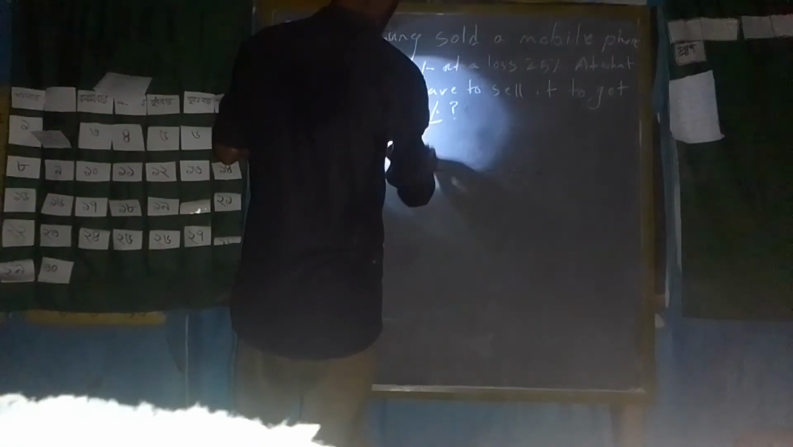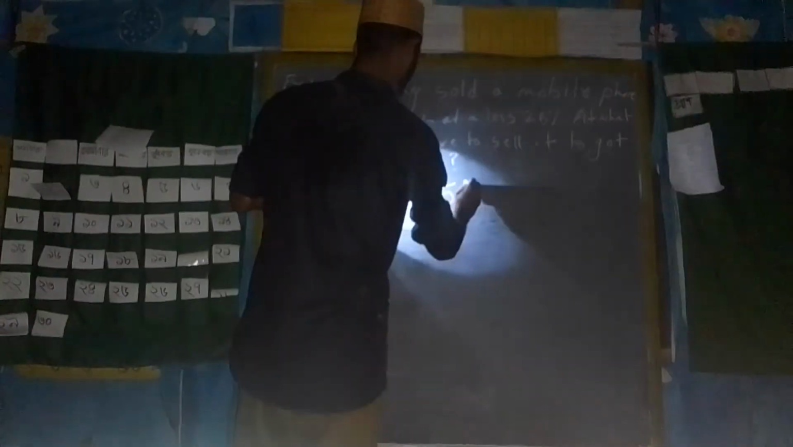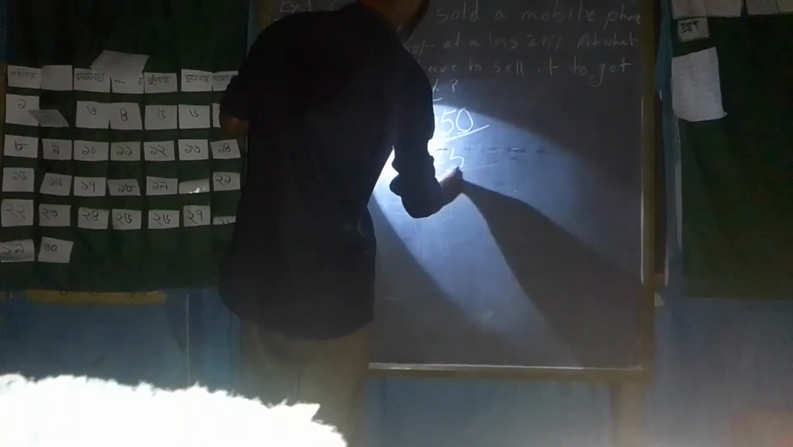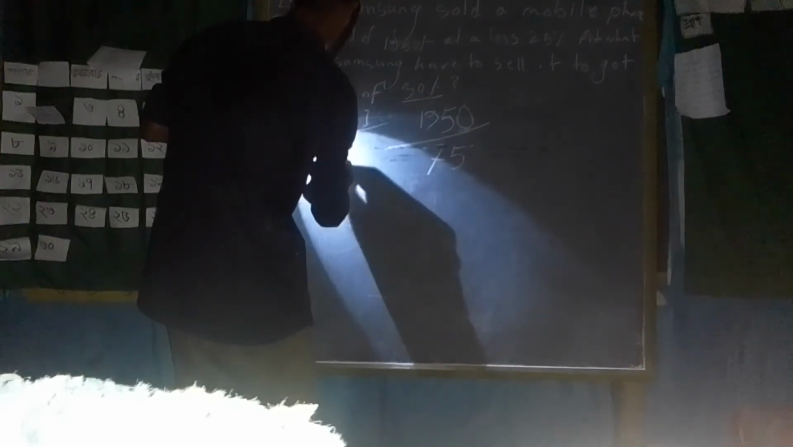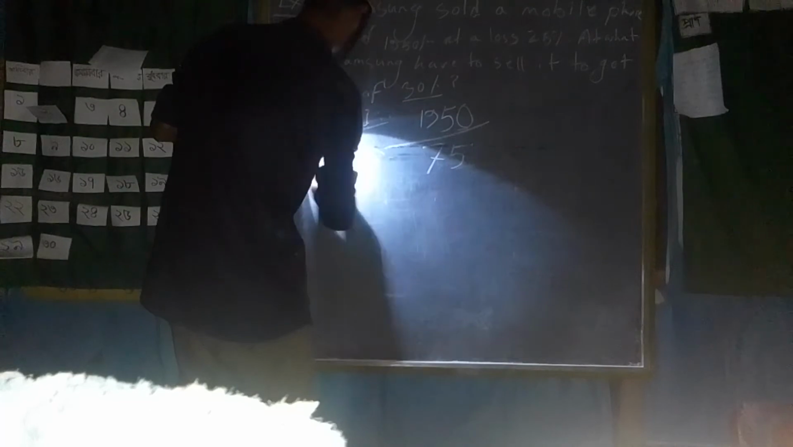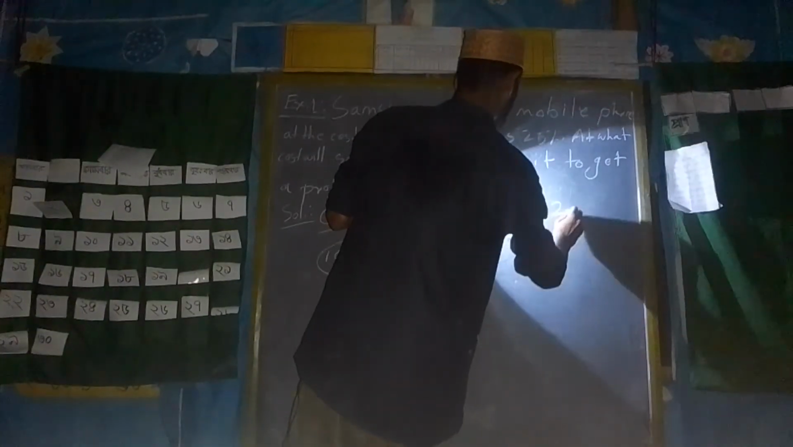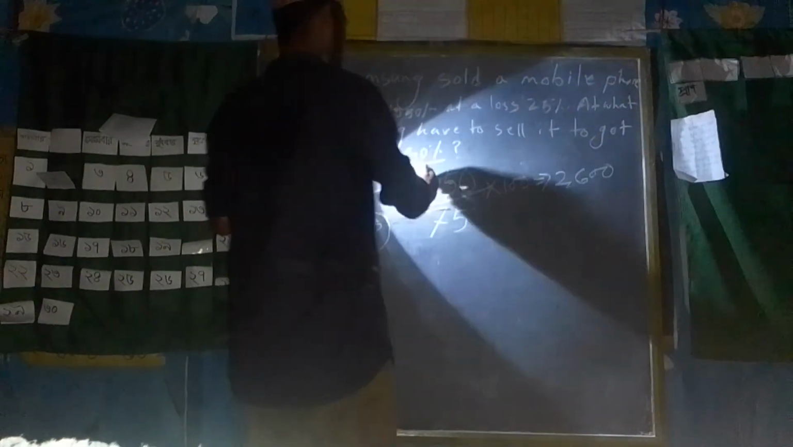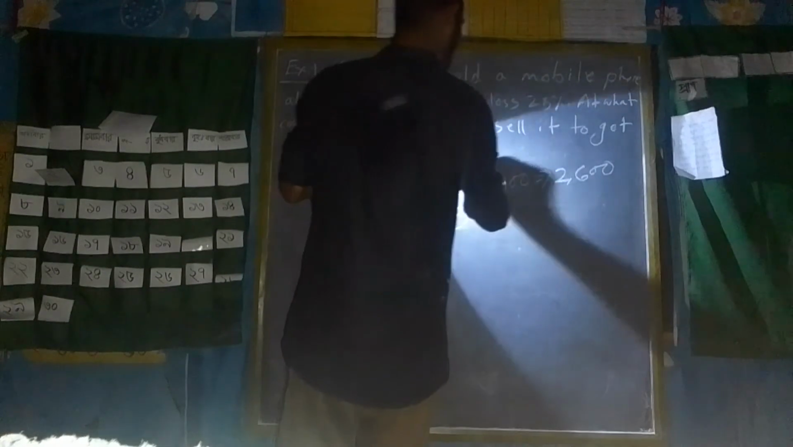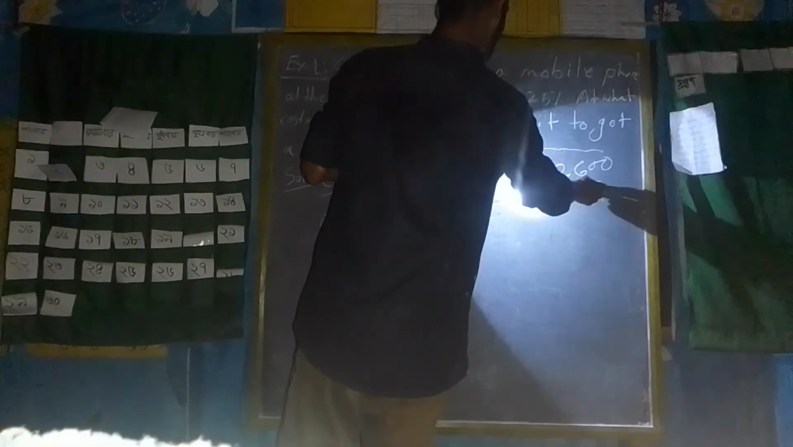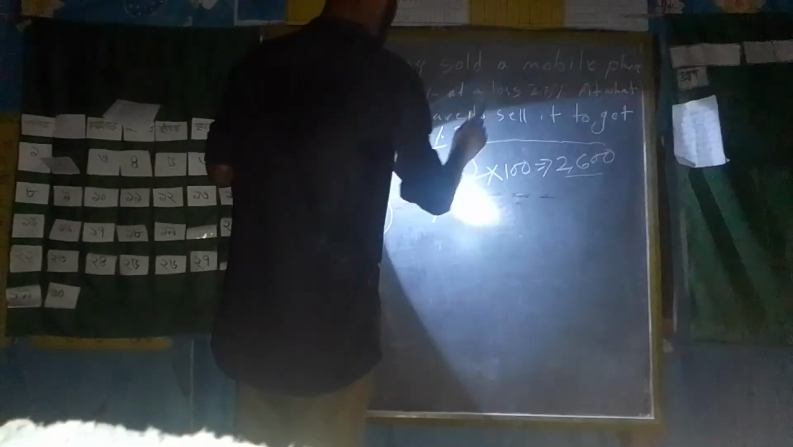Case 1. Samsung incurs a loss. 1950 taka divided by 75, into 100. How does 75 come? 100 is our total percentage minus the 25% loss, that is 75. This equals our cost price, 2600. Samsung already has a loss of 25%, that means the difference between 2600 and 1950 taka is his total loss.